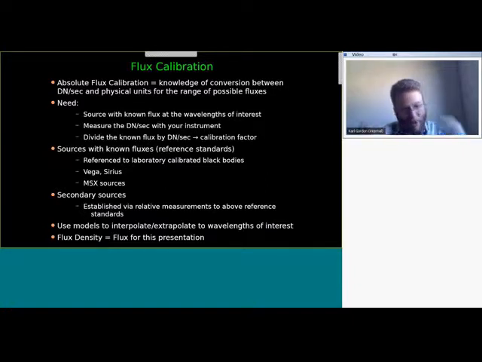Basically, the models are usually physical models, using our knowledge of physics to do this interpolation and extrapolation, that is, drawing lines. I'm going to use the word flux as the same thing as flux density. In physics land, I believe it's irradiance or spectral irradiance. Flux is the shorthand for all of those quantities when I talk about flux calibration.